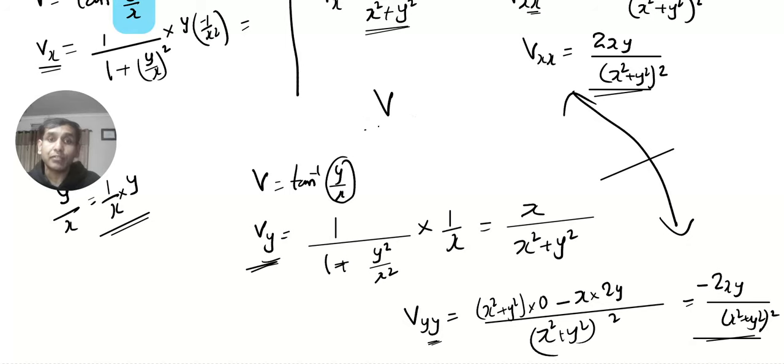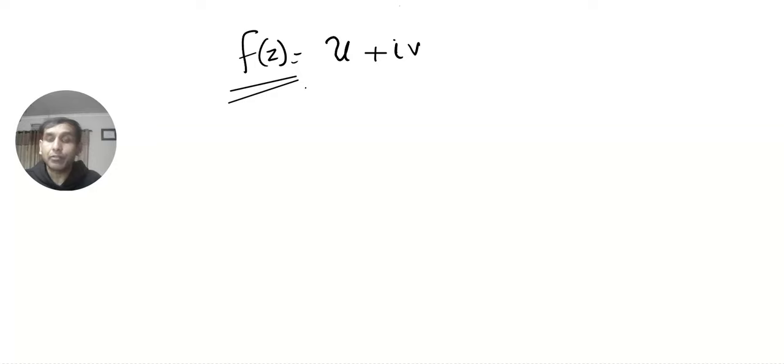Hence the given function is harmonic. Point number 1. Now I'm going to find the harmonic conjugate. Let u be the harmonic conjugate so that u plus iv is analytic. Let this be the required analytic function, and this is exactly what I'm searching for.